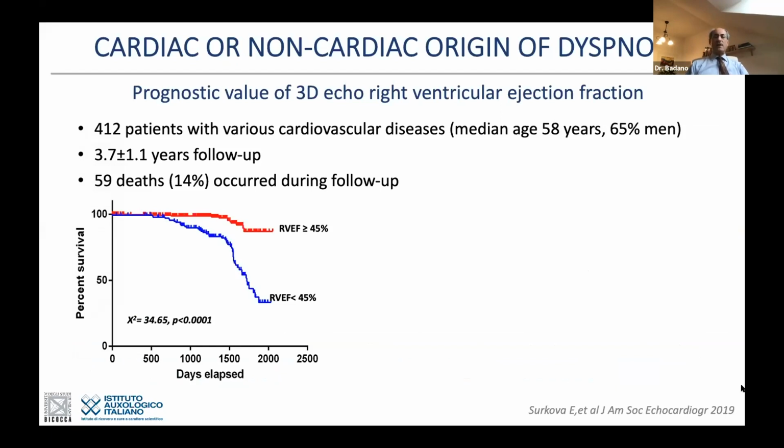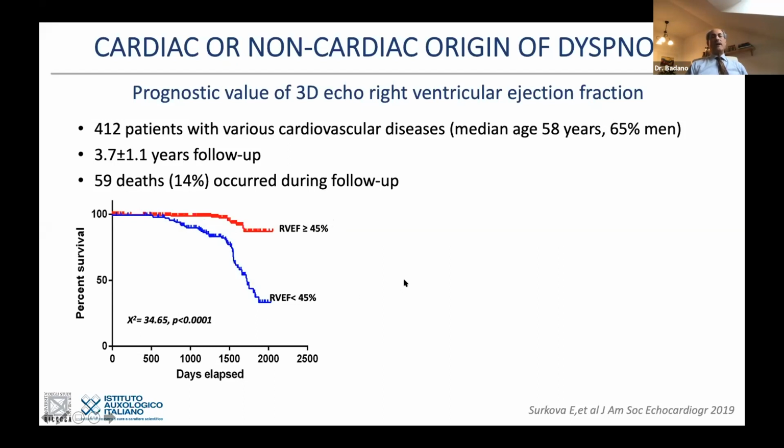This is one paper published last year by Elena Surkova from our lab. It's more than 400 consecutive patients that have been studied in the Echo Lab for clinical indication in various cardiovascular diseases. Those patients were then followed for almost 4 years, during which 59 deaths occurred. And as you can see here, having a normal right ventricular ejection fraction, that is more than 45%, is a very strong predictor of your outcome in terms of survival, because you can compare how good it is to have a normal ejection fraction compared to a reduced ejection fraction.